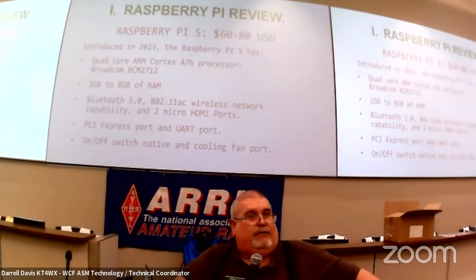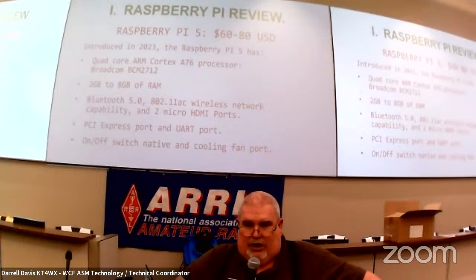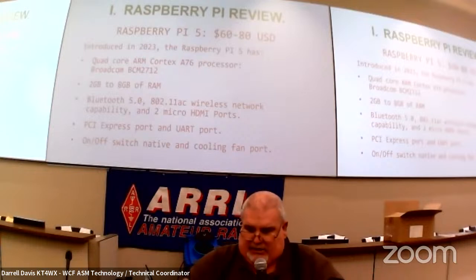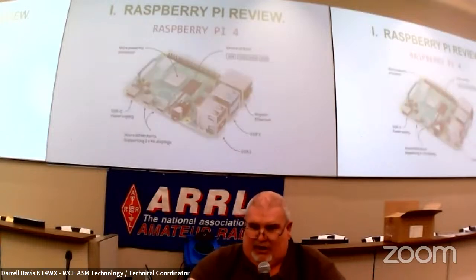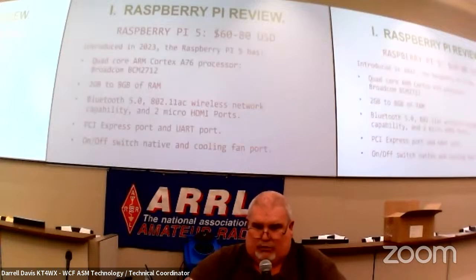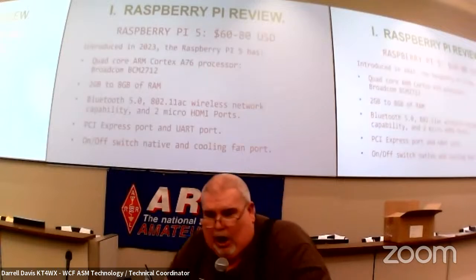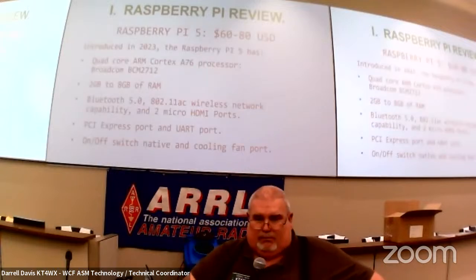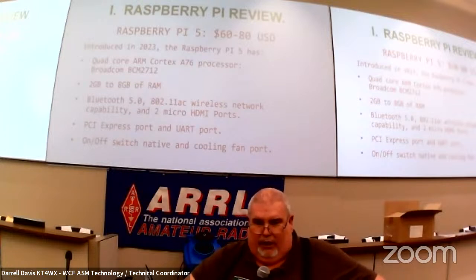Now the Pi 5 came out last year. It was another jump. They went up to an even more powerful ARM Cortex processor. The previous version had the BCM 2711 in it. They put in the BCM 2712 by Broadcom, and it had an A76 processor, 2 to 8 gigs of RAM, Bluetooth 5.0 on this version, 802.11ac protocol, still the 2 micro HDMI.